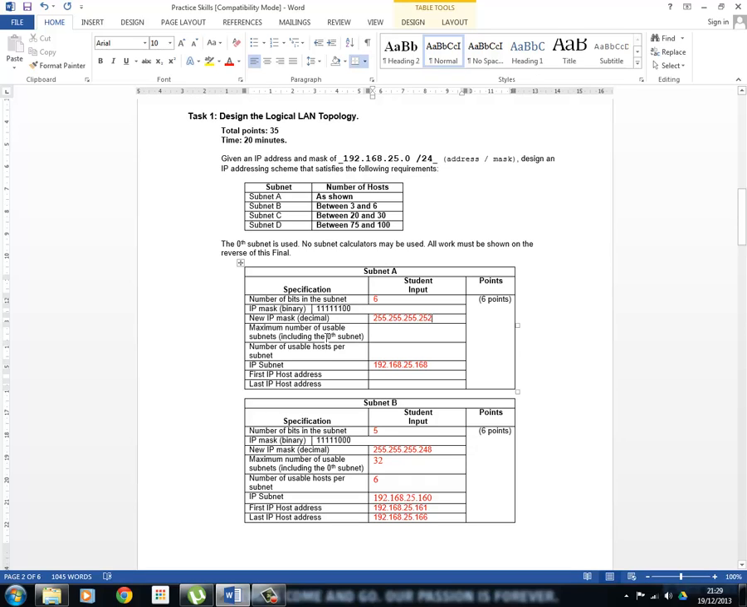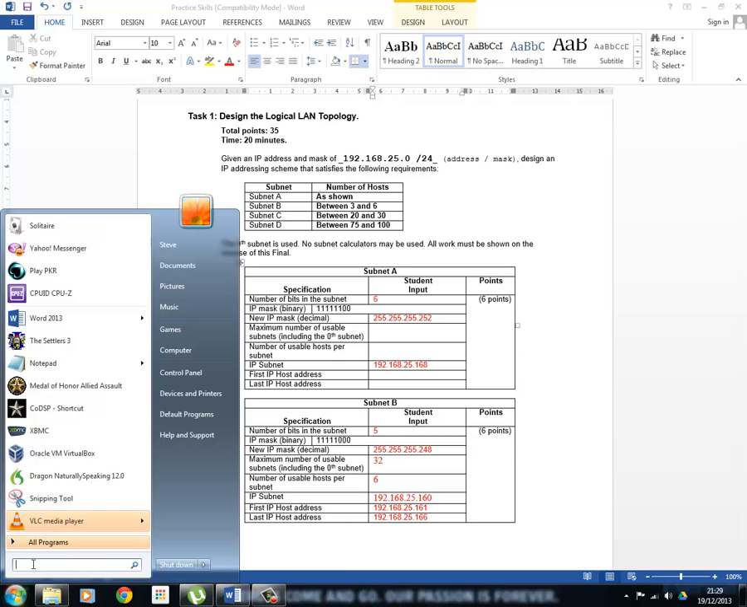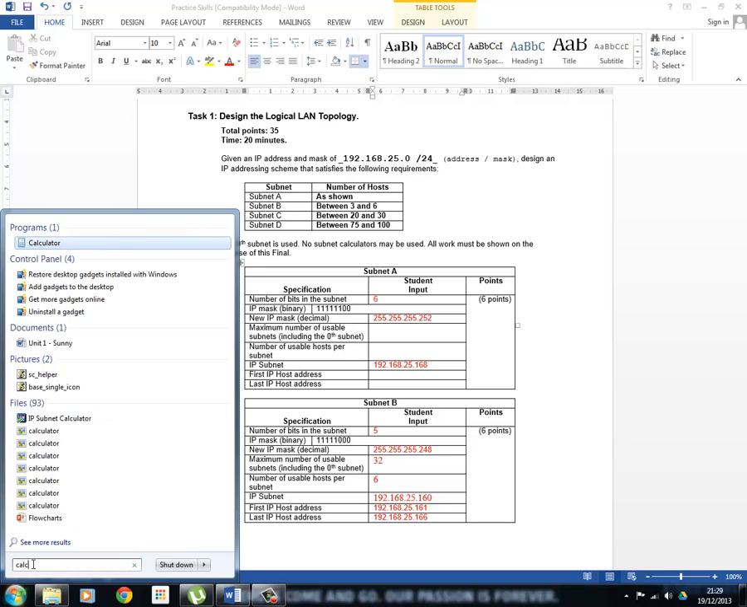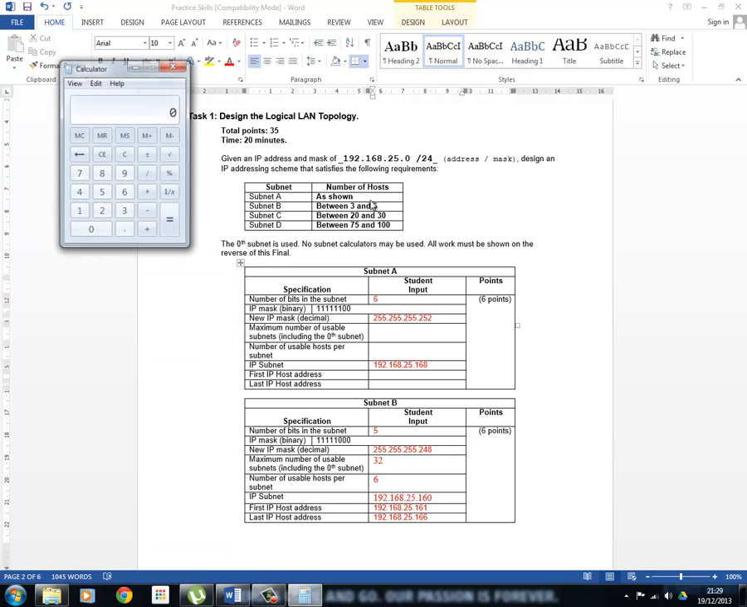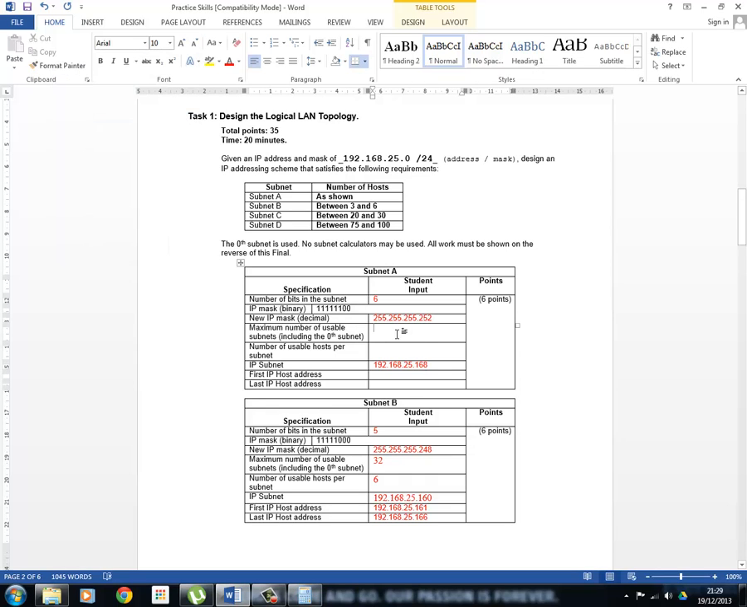Maximum number of usable subnets including 0. Well, I do believe this is actually 64, but I will just make sure I'm sure on that. So this time it will be 256 divided by 4 equals 64. So the maximum possible is 64. Number of usable hosts per subnet, well, it's going up in 4s, minus 2, so it's got to be 2.